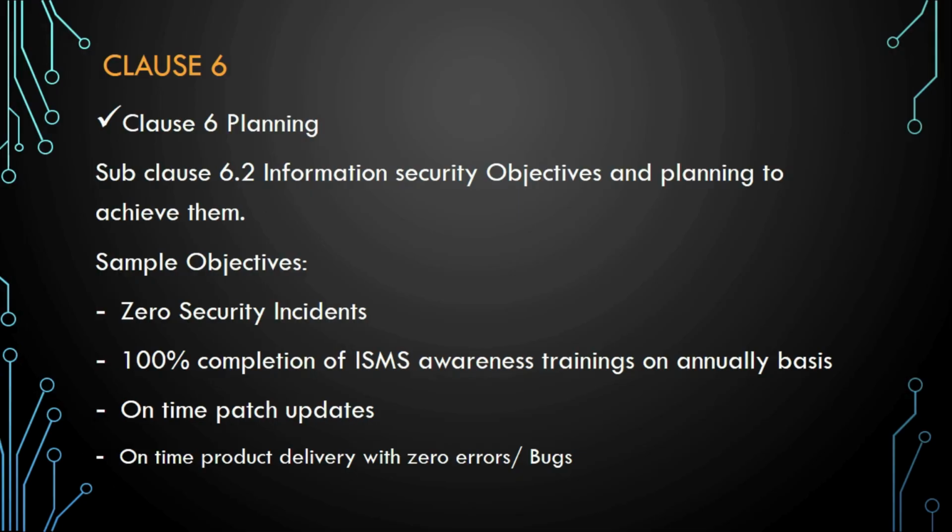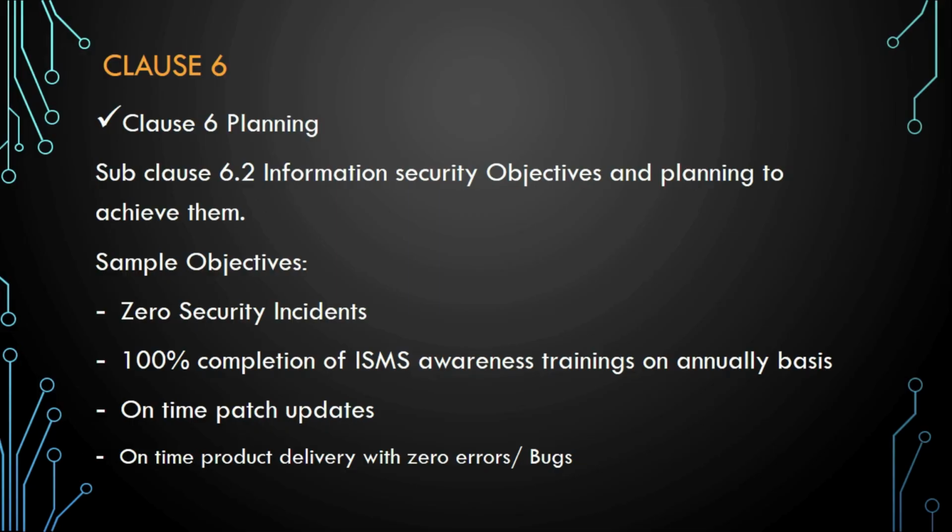And the second point, 100% completion of ISMS awareness trainings on an annual basis. It is also one of the regular targets, where ISMS awareness sessions to all employees are mentioned as 100%. Whether they met it or not, we'll discuss in clause 8.